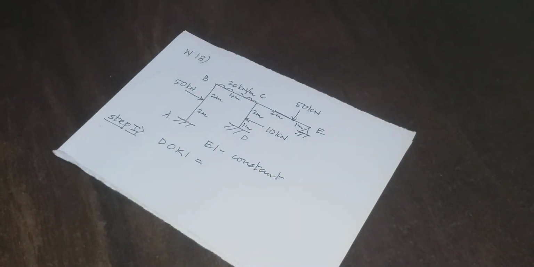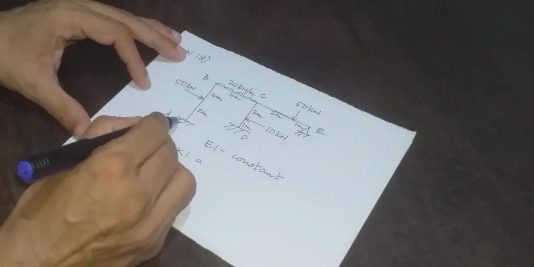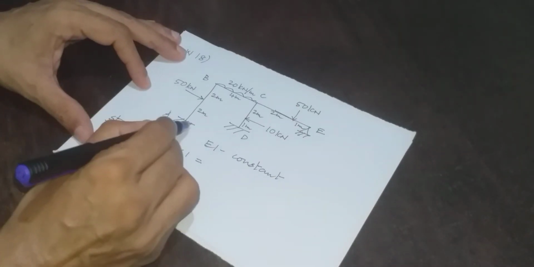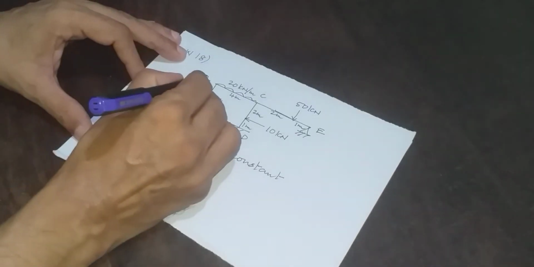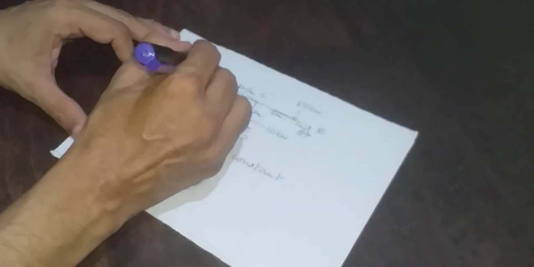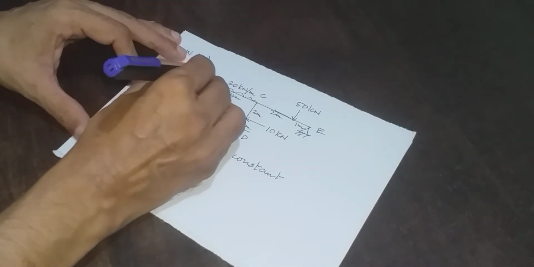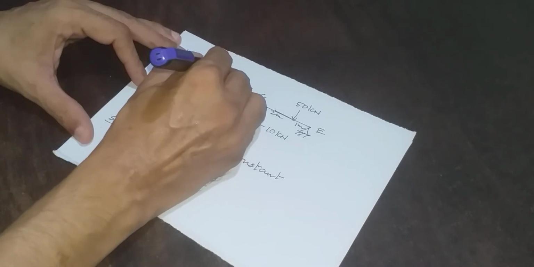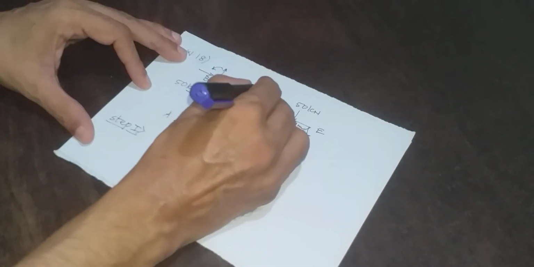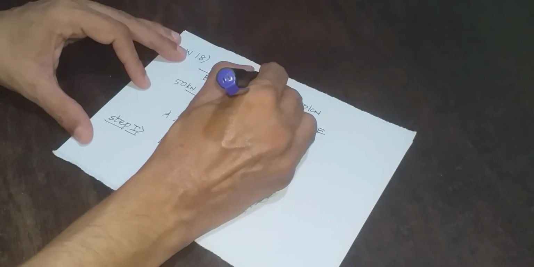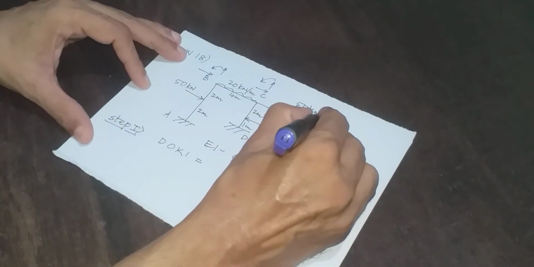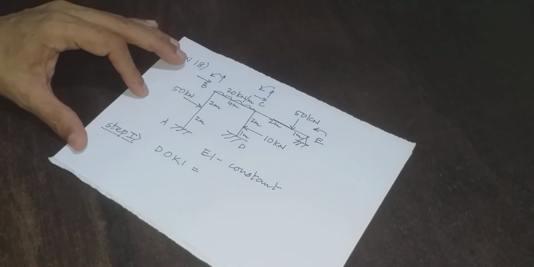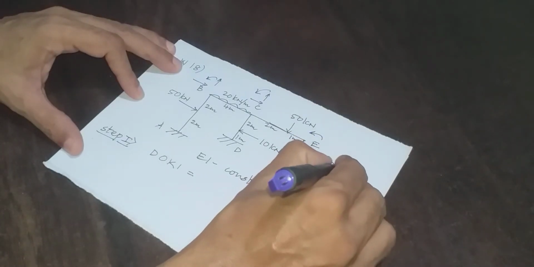Now friends, look at this frame. What is the degree of kinematic indeterminacy? We'll think of it one by one. We'll first think of A. Degree of kinematic indeterminacy at A is 0 because it is fixed. At B, degree of freedom is 3. At C, it is also a free joint, degree of freedom is 3 again. At E, degree of freedom is 1. At D, degree of freedom is 0.